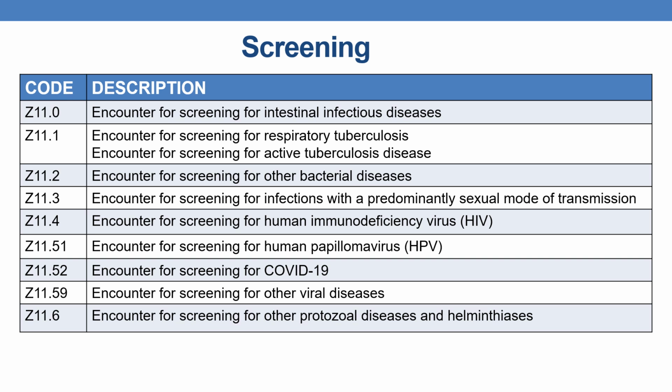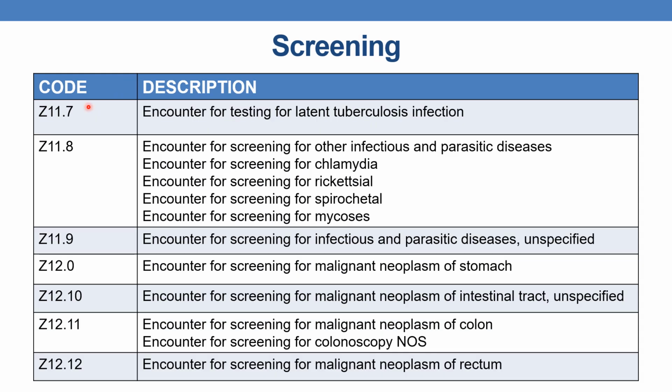The next is Z11.51. Encounter for screening for human papilloma virus, HPV. The next is Z11.52. It deals with encounter for screening for COVID-19. The next is Z11.59. Encounter for screening for other viral diseases. Next is Z11.6. It deals with encounter for screening for other protozoal diseases and helminthiasis. The next code is Z11.7. Encounter for testing for latent tuberculosis infection.